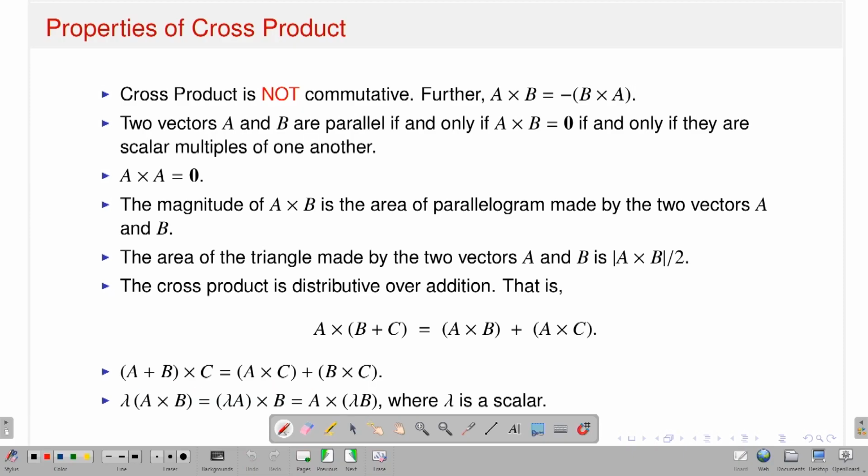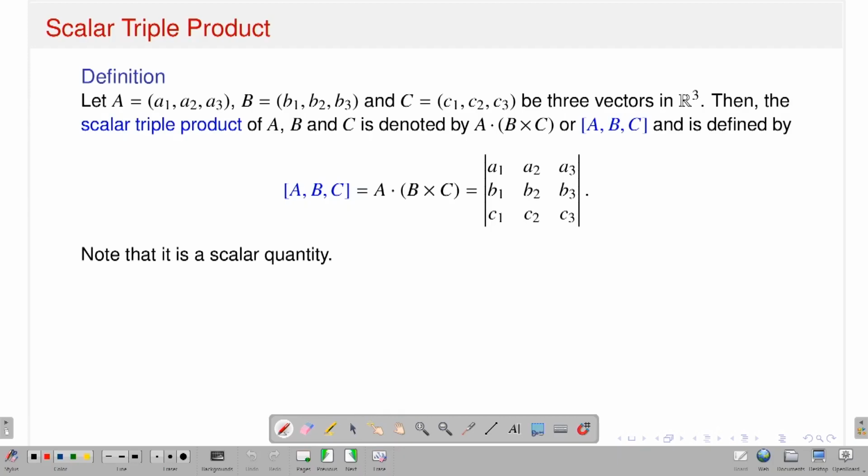If lambda is a scalar, then scalar multiplication lambda times A cross B is equal to lambda A cross product with B, or that is equal to A cross product with lambda times B vector. So, next we want to define another concept, which is the scalar triple product. This concept is defined between three vectors.